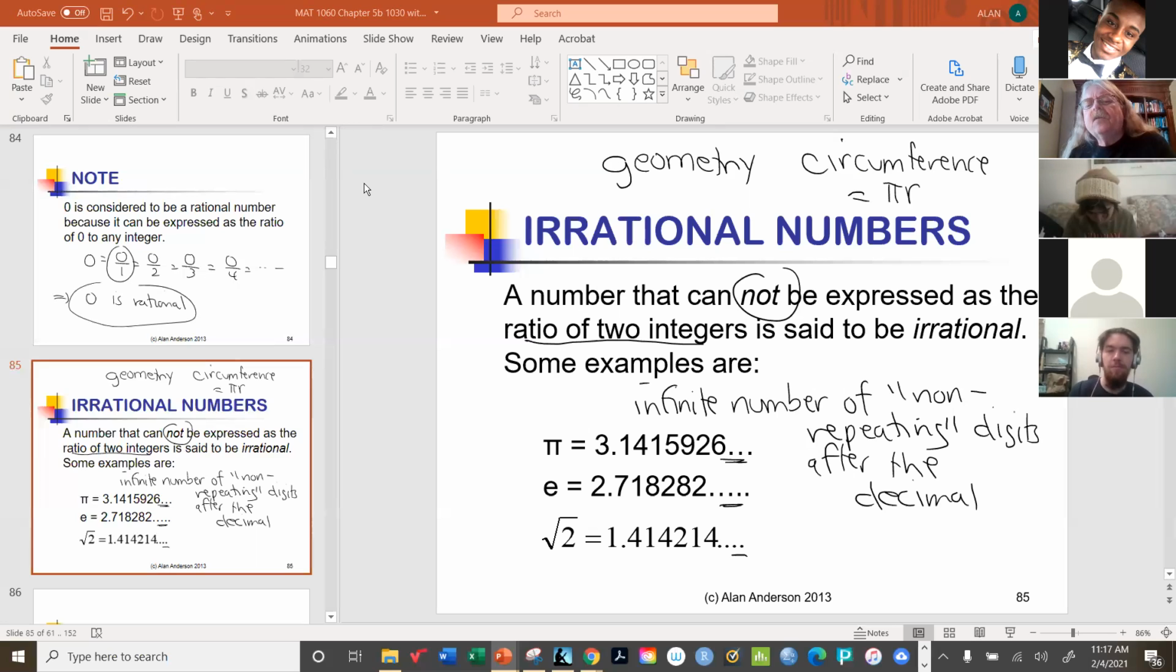e is one you might not have run into before. It's like pi. It has an infinite number of non-repeating digits after the decimal. This one you often see pop up in finance. It's used to calculate interest rates. And then radical 2, everybody knows this number. Okay.